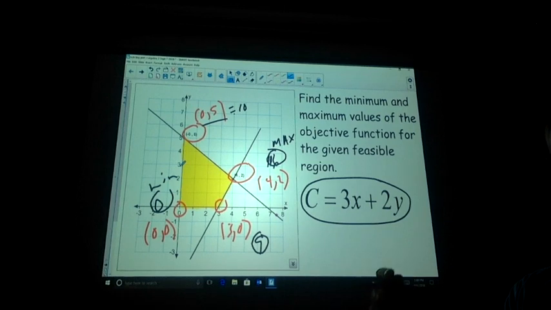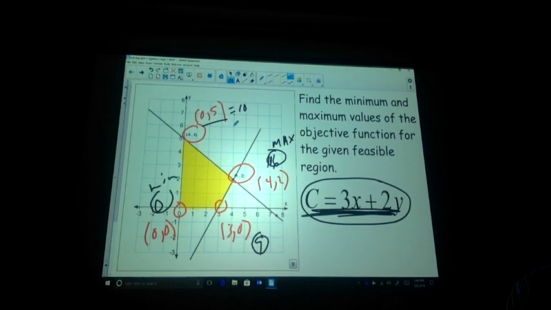Knowing that, we're plugging corners into an equation. This equation here is not graphed on our graph. This equation is just saying, plug the corners into me and let's figure this out.